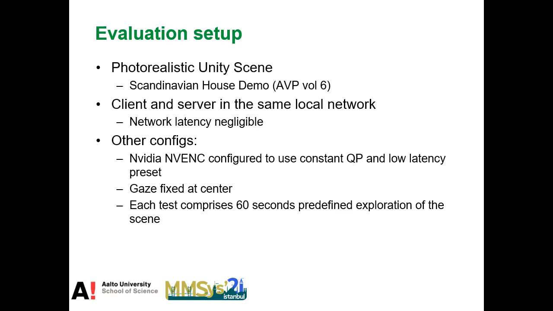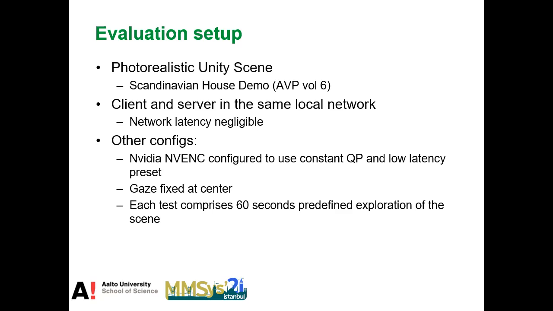For evaluation, we configured the server to render a high-quality photorealistic Unity scene. The client and the server are also placed on the same network to prevent network artifacts from interfering. The underlying encoder, which in our case was the NVIDIA hardware encoder, was configured to use the low latency preset, and rate control was set as constant QP. Further, for testing, we also fixed the gaze at center, and each test comprised 60 seconds of predefined exploration of the scene.